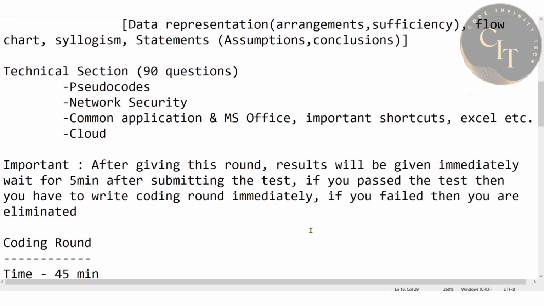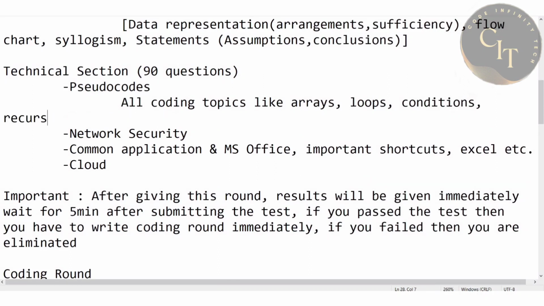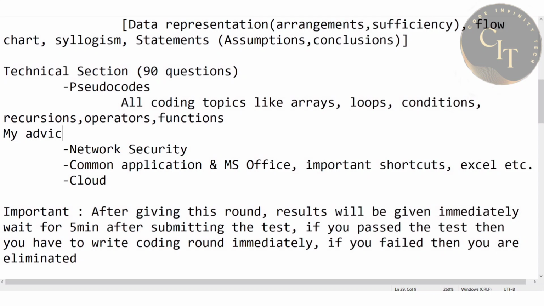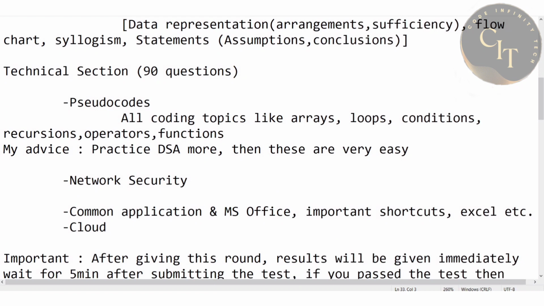And then let's go to the technical section. Firstly, pseudocodes. Pseudocodes will cover all the topics like arrays, loops, conditions, recursions. So basically the fundamentals of coding. And then there will be questions like predicting the output. They will give short coding questions containing loops and arrays or any other data structures, and you have to predict the output. As I already told, my advice is to practice data structures and algorithms. Once you practice those, these will look very similar or very easy for you.